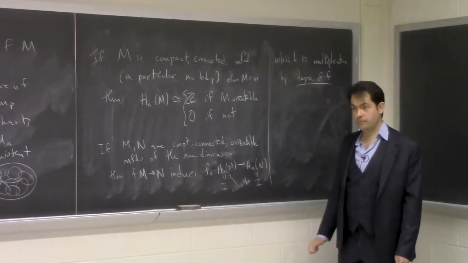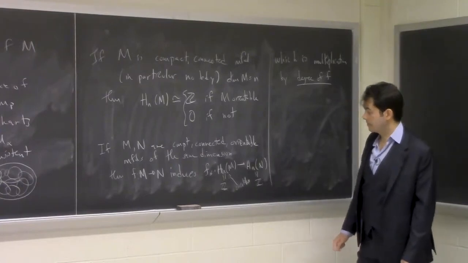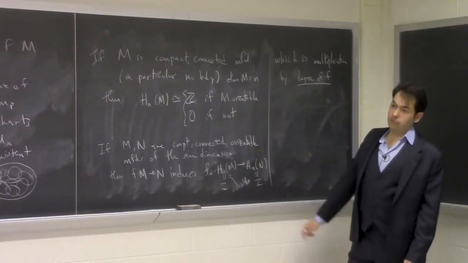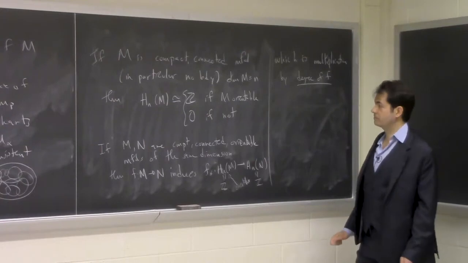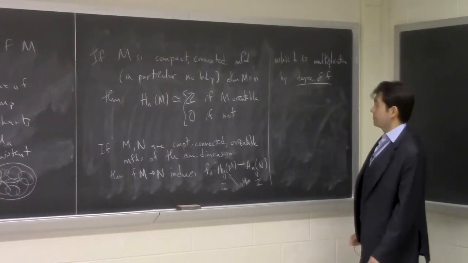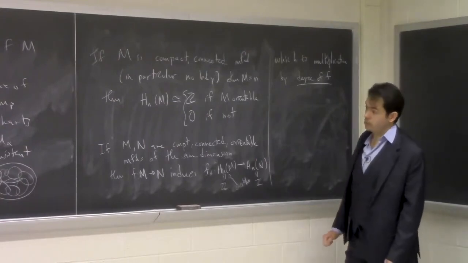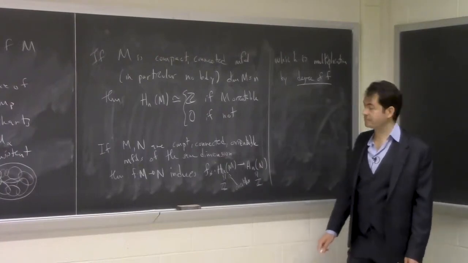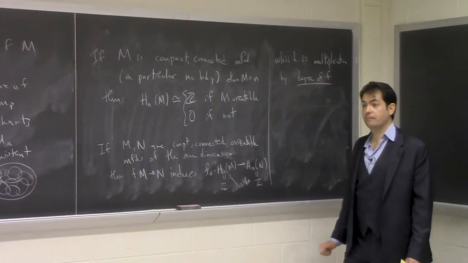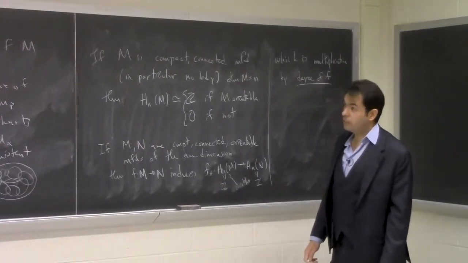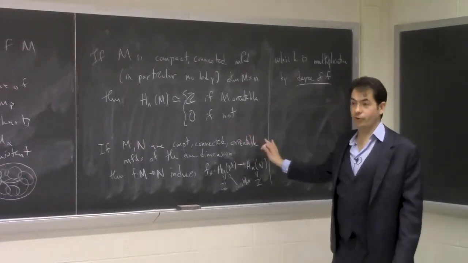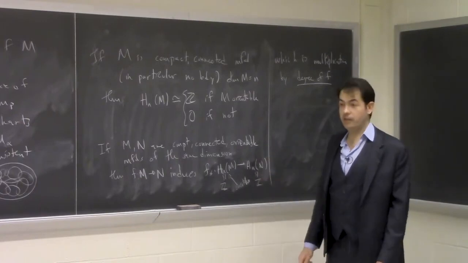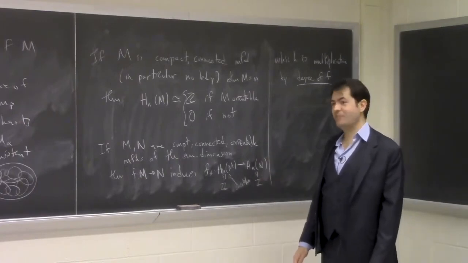Are we going to show that H_n of M is Z if M is orientable? Next semester. Not that we couldn't do it now, but just for reasons of timing. Are we allowed to use that? Well, this is really a digression, so this won't come up. But in life, sure. This is true.